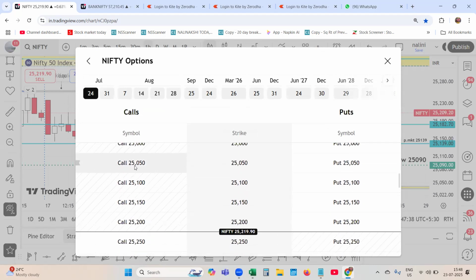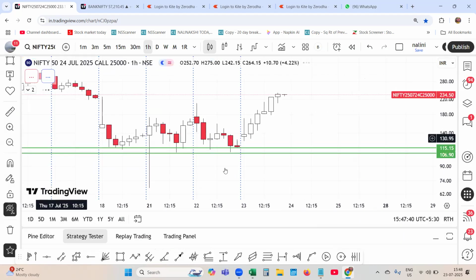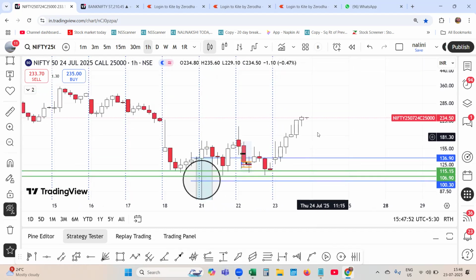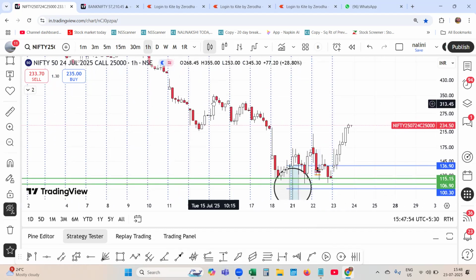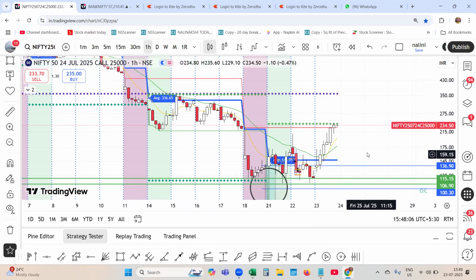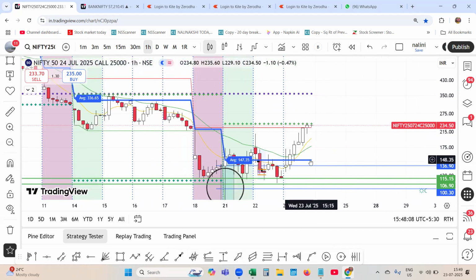25,000 call option. You can see over here, it made a low of 133. From 133, it rallied up to 234. Let me enable the indicator. The balance line is at 336. This is the balance line, and the weekly level is 239, and the balance support line is around 148.